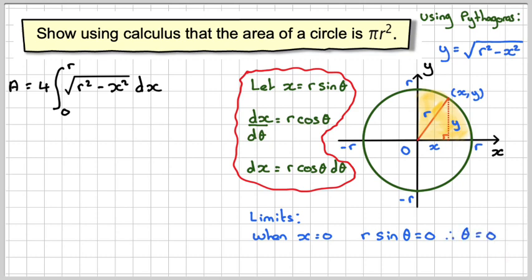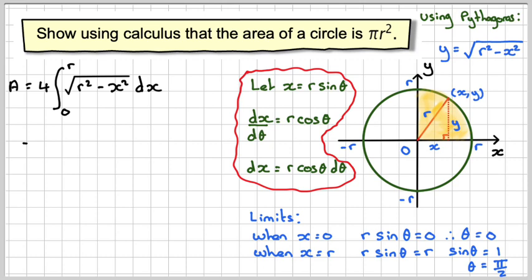And then when x is equal to r, then we're going to have the r sine theta is equal to r, and therefore sine theta will be r over r, which means that sine theta is equal to 1, and that means that theta would be pi over 2. Don't forget, we've got to use radian measure because we're using calculus here. So that's 90 degrees, but with pi over 2.